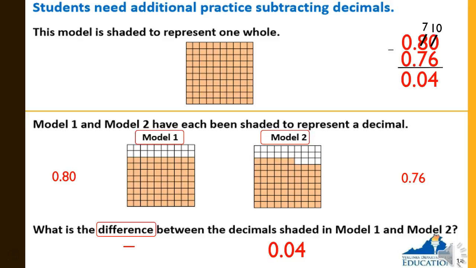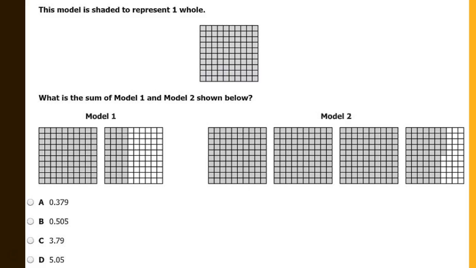I hope you guys are ready because you get to do one all by yourself now. Okay, I'm going to get you started though. Okay, so let's look at the top. This is information for you. This model is shaded to represent one whole. So if it's all the way filled in, we know that it equals 1. Okay, so keep that in mind. Let's go ahead and look at the bottom because this is where the problem is.